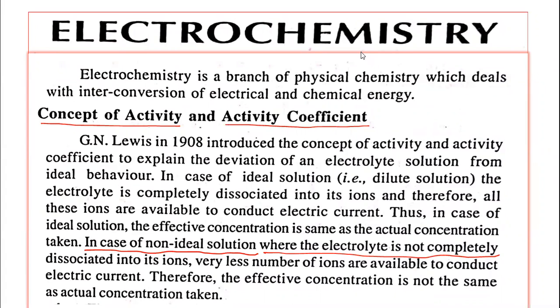In the previous lecture, we discussed the concept of activity and activity coefficient. Activity coefficient is the ratio of effective concentration to the actual concentration. That is, gamma is equal to A upon M. We know that for an ideal solution, as both effective concentration and actual concentration are the same, activity coefficient is equal to 1. But for a non-ideal solution, as the effective concentration is less than the actual concentration, gamma is less than 1.